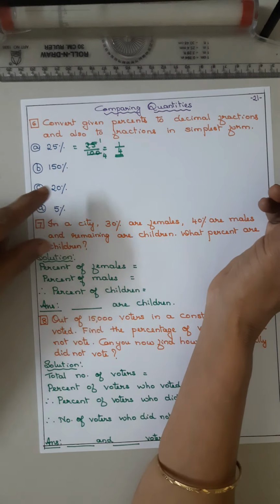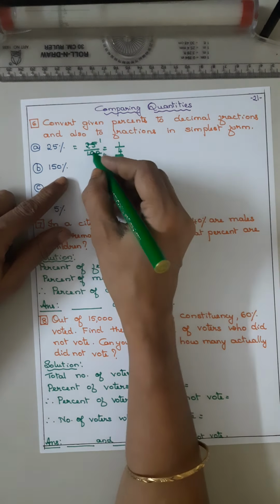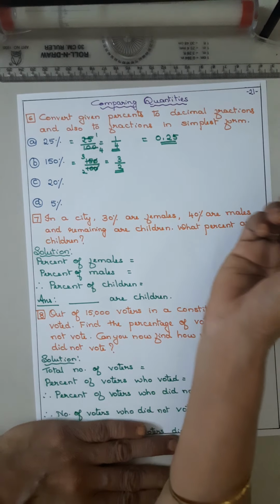If it is to be written in decimal, the denominator is 100, so you can write the decimal as 0.25, isn't it? If they ask you to write in decimal, write 0.25. Now 150%: 150 upon 100, so 0 0 cut, this will be 2, 5 2s are 10, 5 3s are 15, you got 3/2. This is the simplest form.